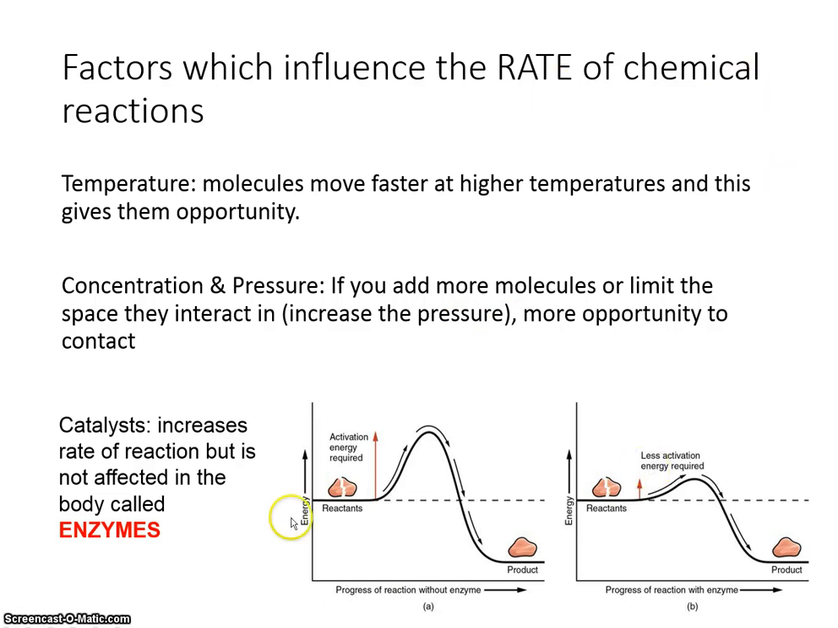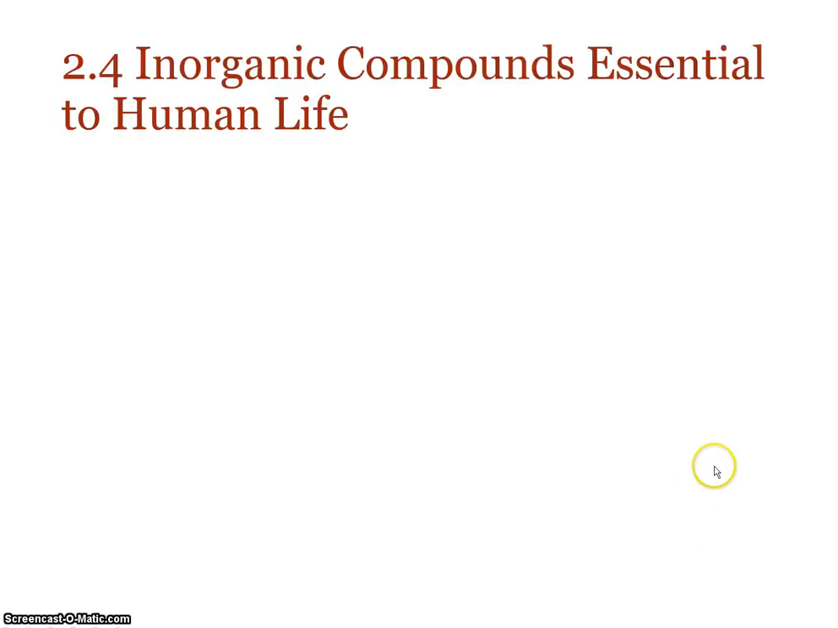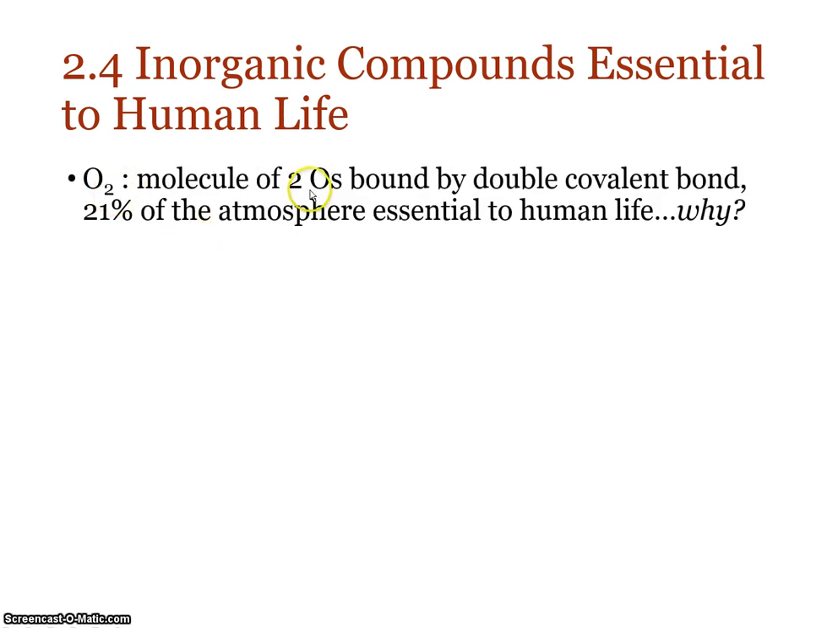And this is just tracking the progress to show the difference of what an enzyme can make. When there is no enzyme, it takes more effort to get a reactant to change to the product. When enzymes are around, they lower the activation energy, and that reaction to product happens faster. Okay, so inorganic compounds essential to life and to human life, right? So oxygen, a molecule of 2 oxygen atoms bound by a double covalent bond. We looked at this in the previous one.